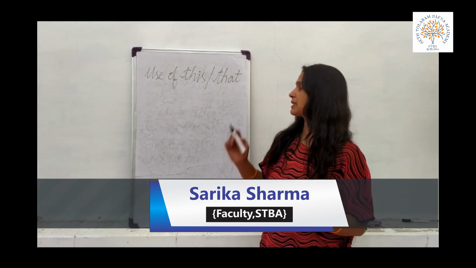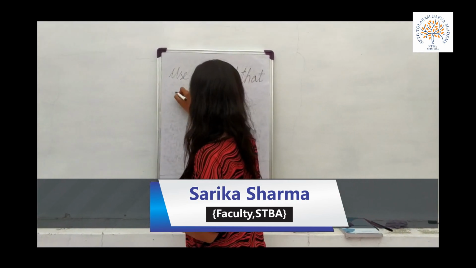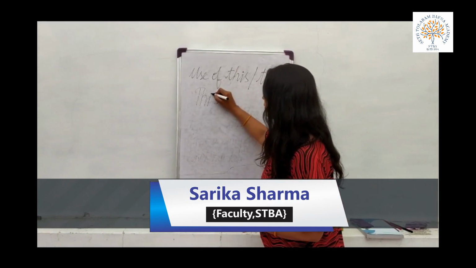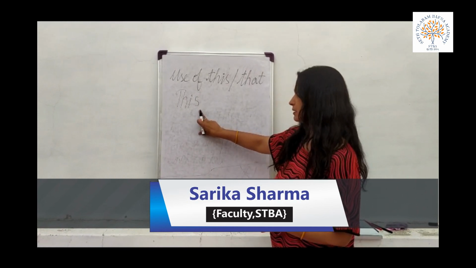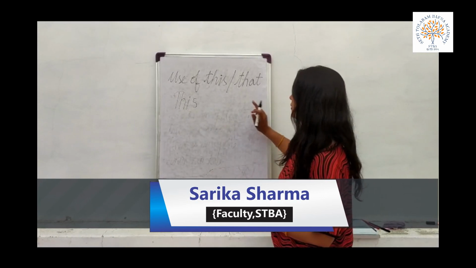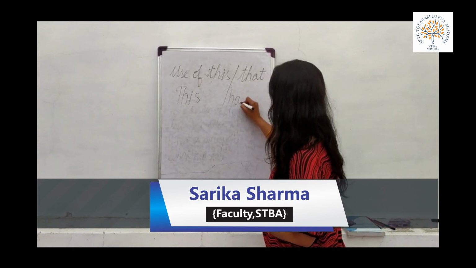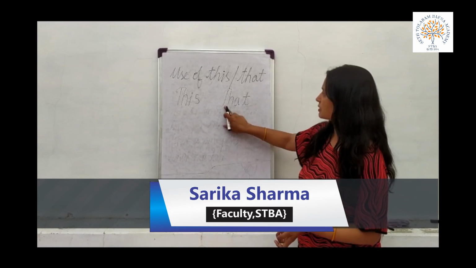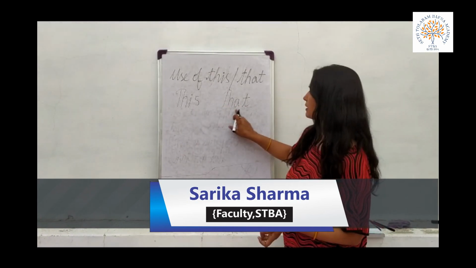First of all, I will write the spelling of this on the soft board. We write this, T-H-I-S, this. I want you to repeat with me, T-H-I-S, this. One more time, T-H-I-S, this. Now I will write the spelling of that. T-H-A-T, that. Once again I am repeating the spelling of that. T-H-A-T, that. T-H-I-S, this. T-H-A-T, that.